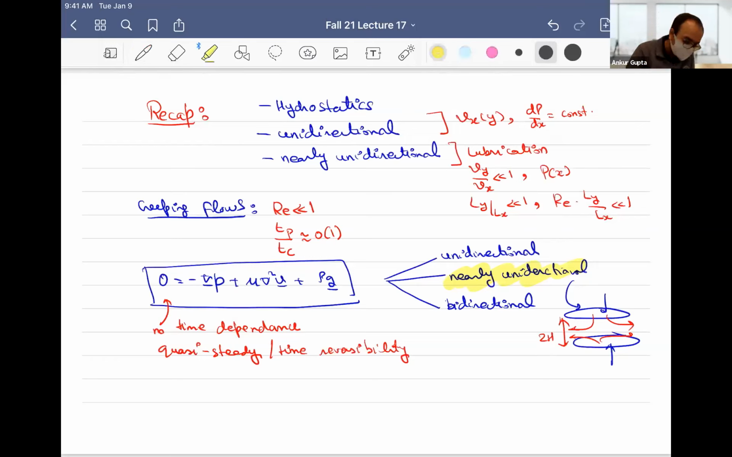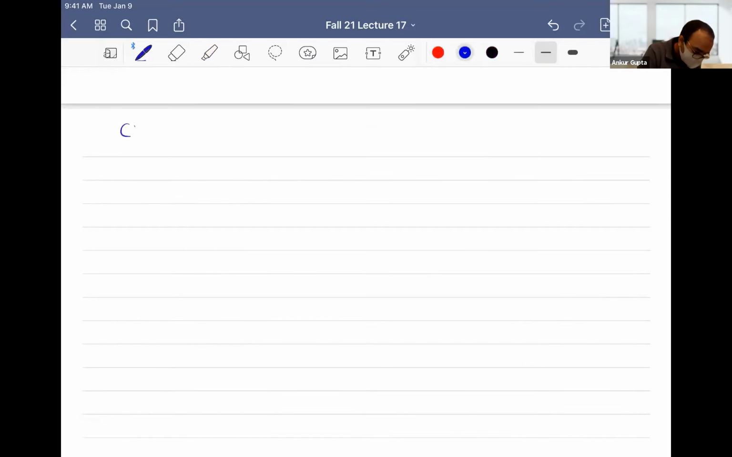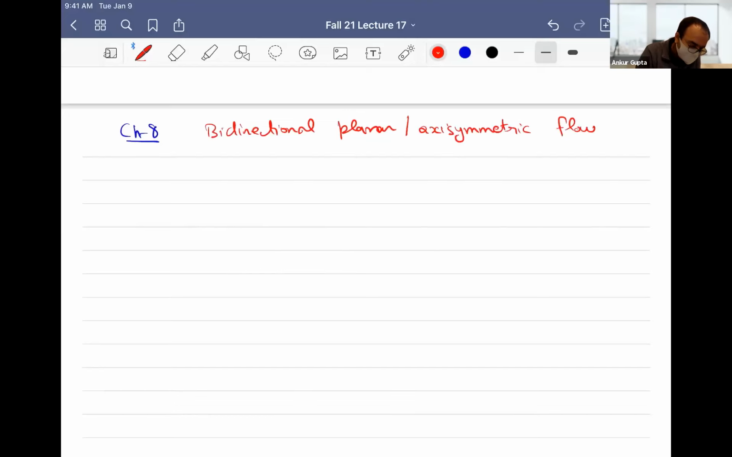Today we'll focus on bidirectional flows, which means that the velocity components are no longer dominated by one component. Let's take a simple case, and just to remind you, we are in chapter 8. We have a bidirectional planar flow, and I'll say axisymmetric also, and we'll discuss this axisymmetry property right afterwards. But imagine a planar flow. Imagine we are on an XY plane. So now the third dimension, the Z dimension, does not exist right now.